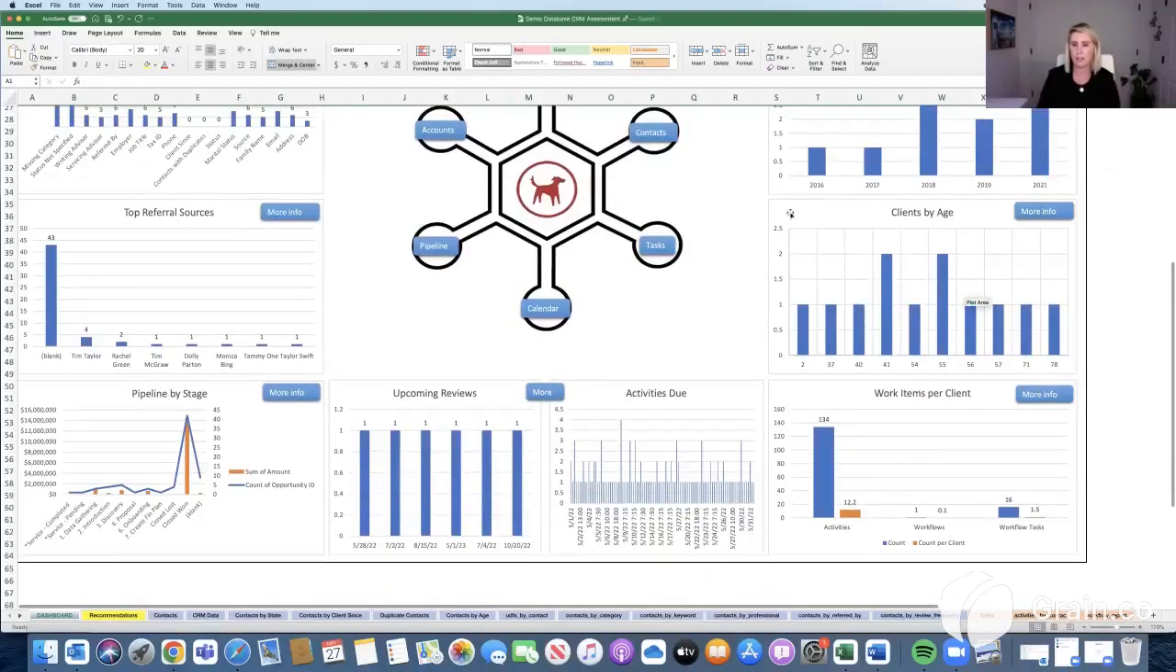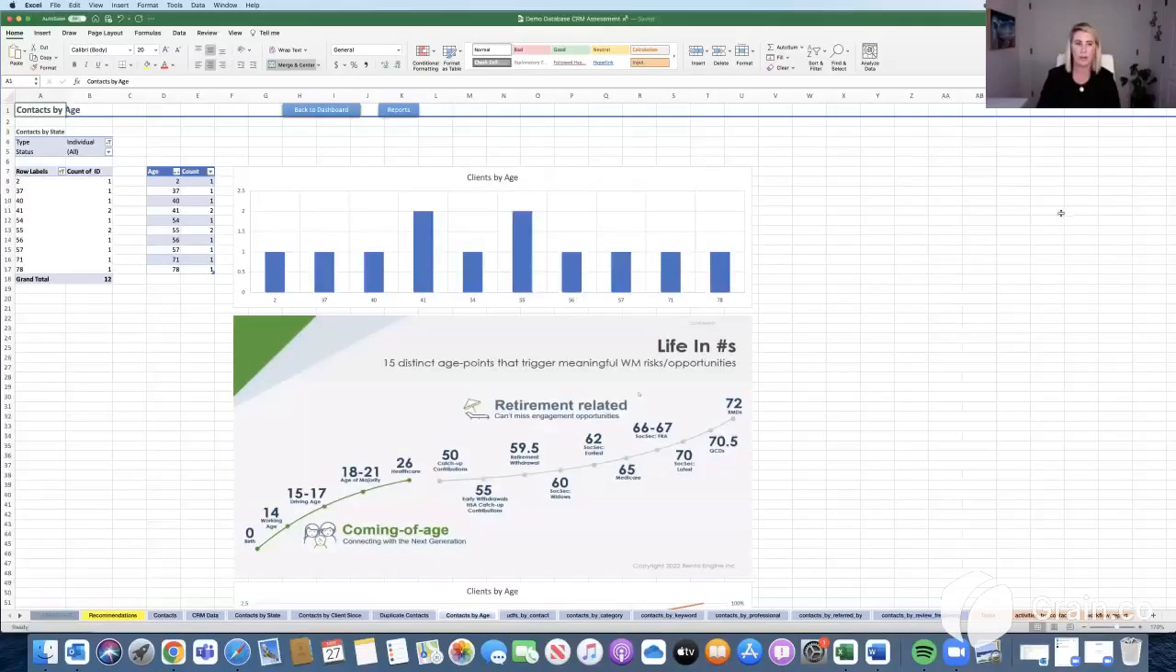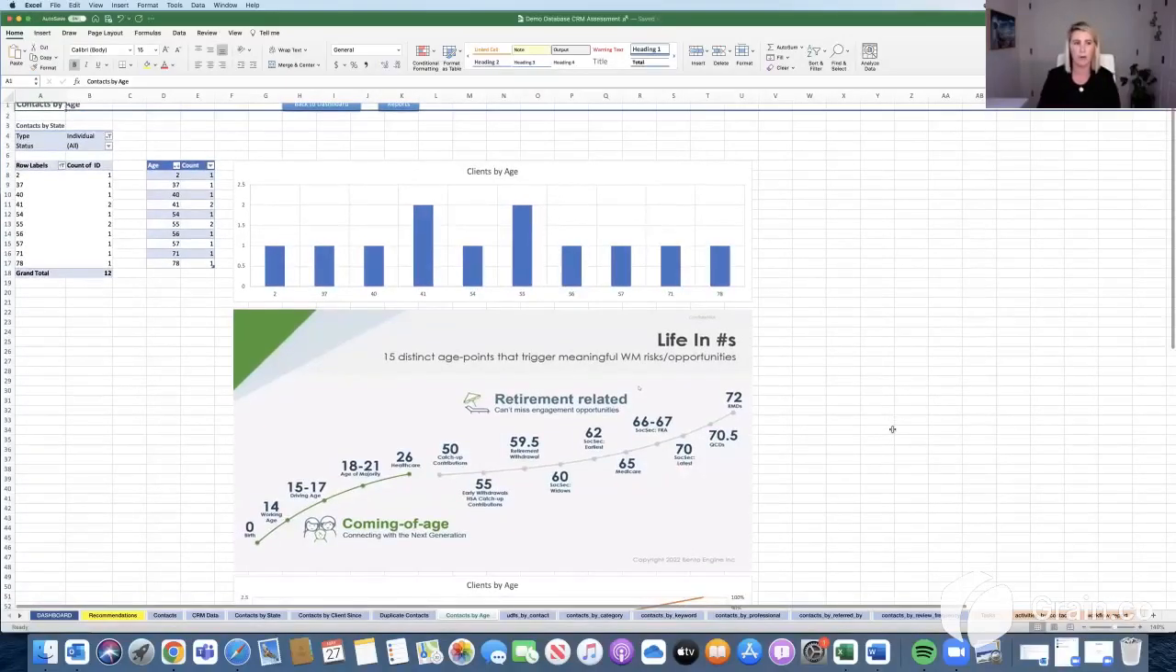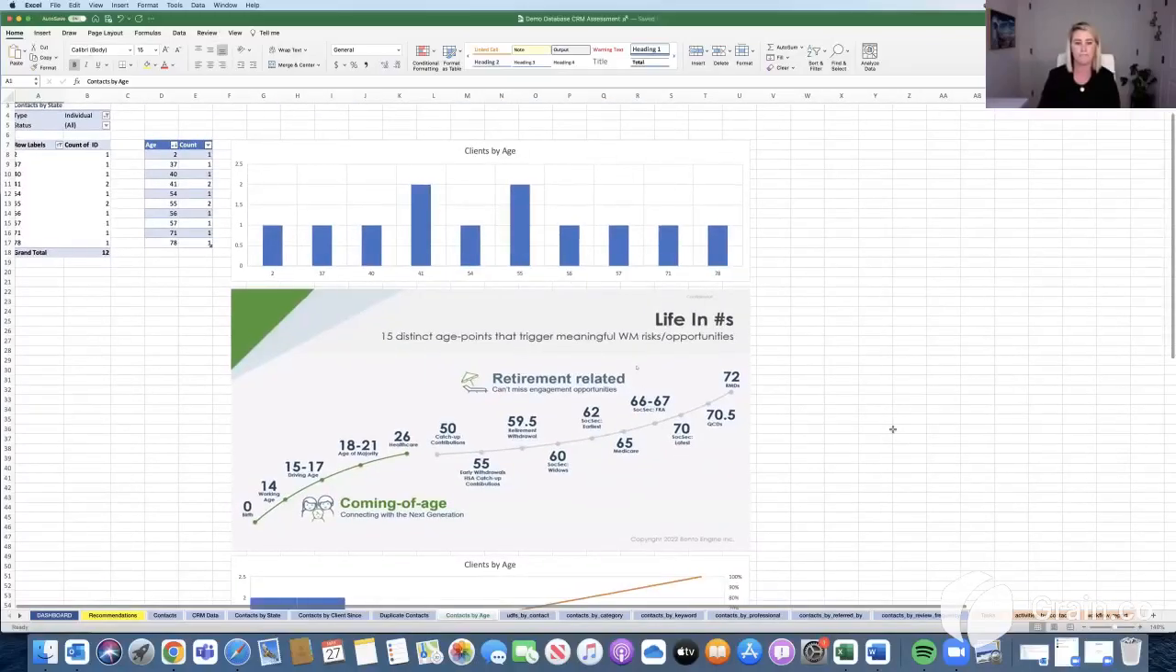One of the other things I like to track here, I think this is very interesting, is to be able to see your clients by age. Joe just recently did a demo with Bento Engine, and I think this is just such a fabulous tool that we'd like to share a little bit more information with you here.